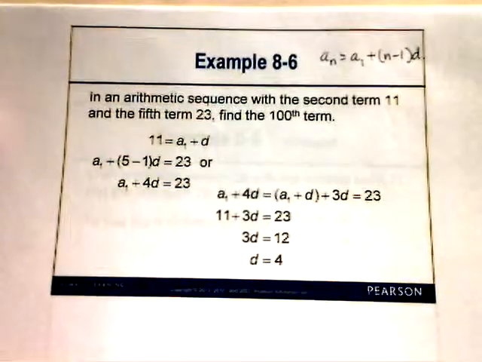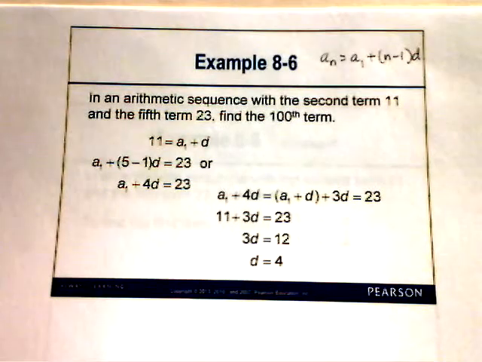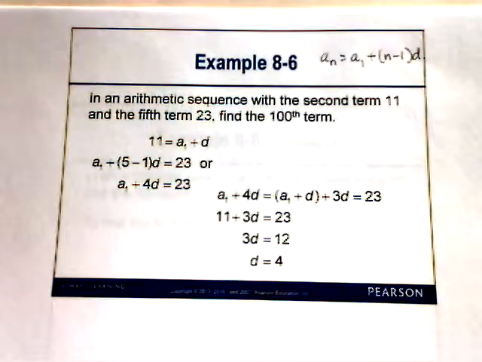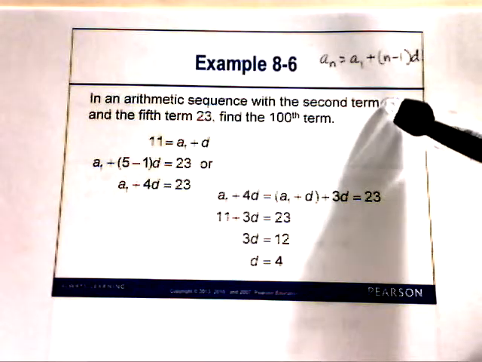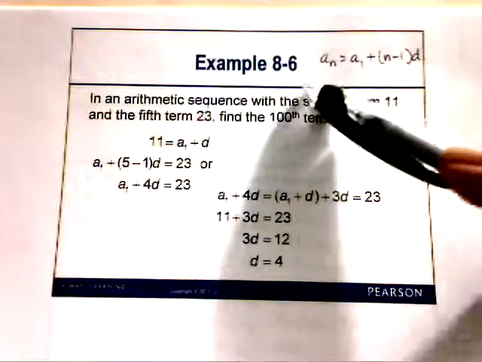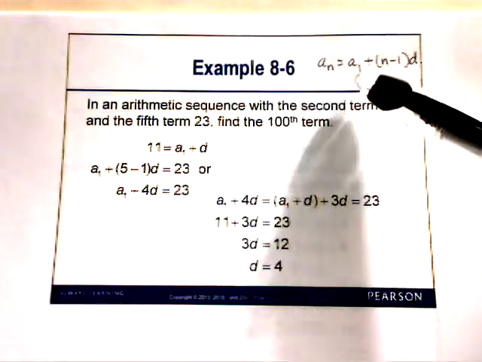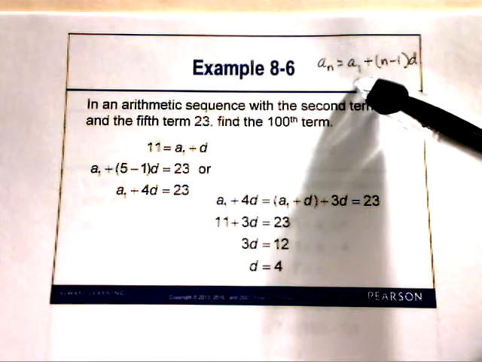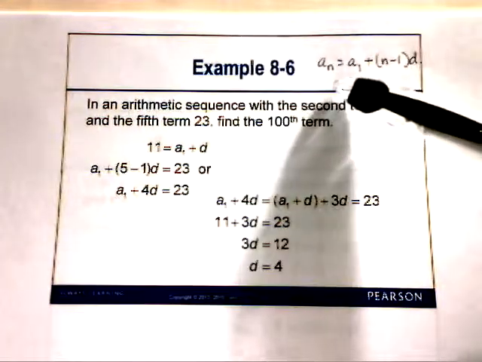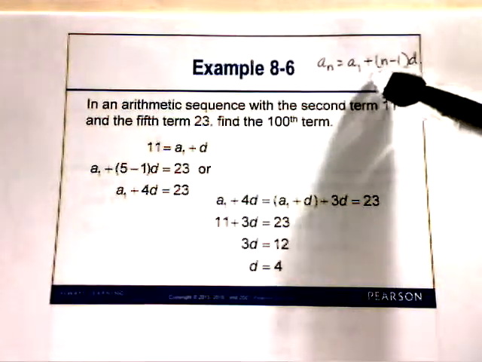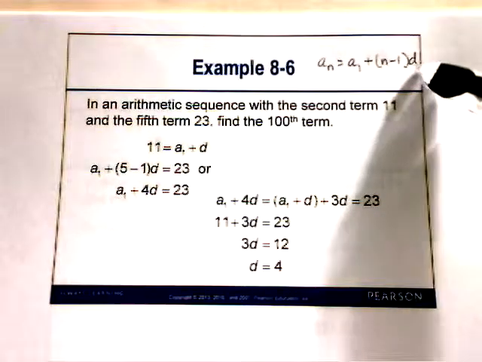Okay, in the arithmetic sequence with the second term 11 and the fifth term 23, we want to find the 100th term. Okay, now notice at the top I've written the formula for finding the nth term of any arithmetic sequence. That's a sub n is equal to a sub 1 plus the quantity n minus 1 times d.